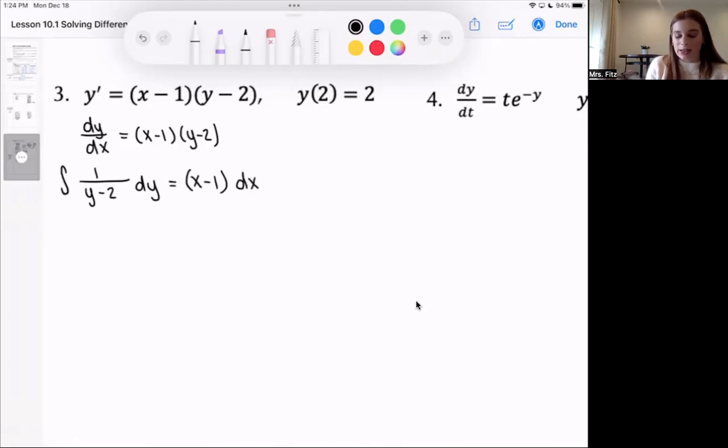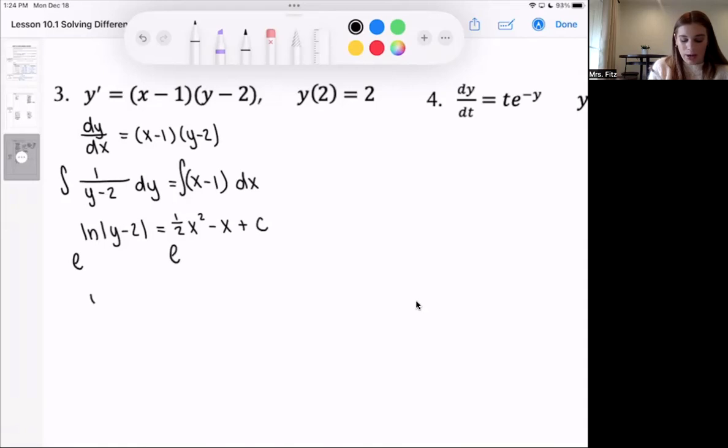We can integrate both sides. We end up with the integral of 1 over y minus 2, which is the natural log of the absolute value of y minus 2, is equal to the integral of x minus 1, which is 1/2 x squared minus x plus c. Okay, the next thing that we need to do is go ahead and solve for y. So I'm going to have e to the power of, right? We end up with y minus 2 is equal to e to the 1/2 x squared minus x plus c.